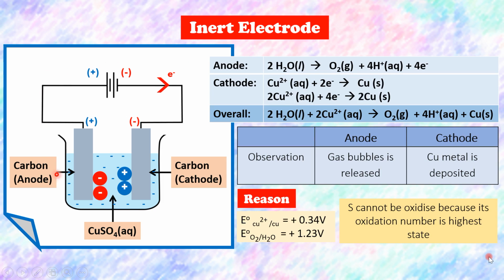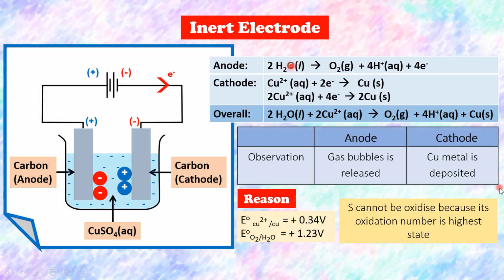Let us consider the following electrolytic cell, where aqueous copper sulfate is the electrolyte and carbon electrode is the anode and the cathode. Anode is the positive terminal, therefore anions will be attracted to the anode. However, sulfur from the sulfate ion cannot be oxidized because its oxidation number is at the highest state, that is positive 6. Therefore, water is chosen to be discharged at the anode.